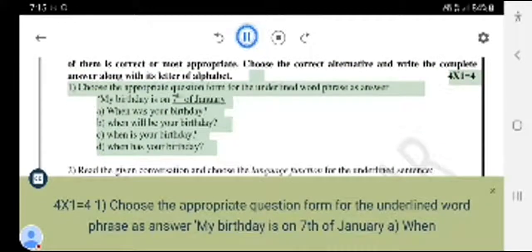4x1 equals 4. 1. Choose the appropriate question form for the underlined word or phrase as answer. My birthday is on 7th of January. A. When was your birthday? B. When will be your birthday? C. When is your birthday? D. When has your birthday?